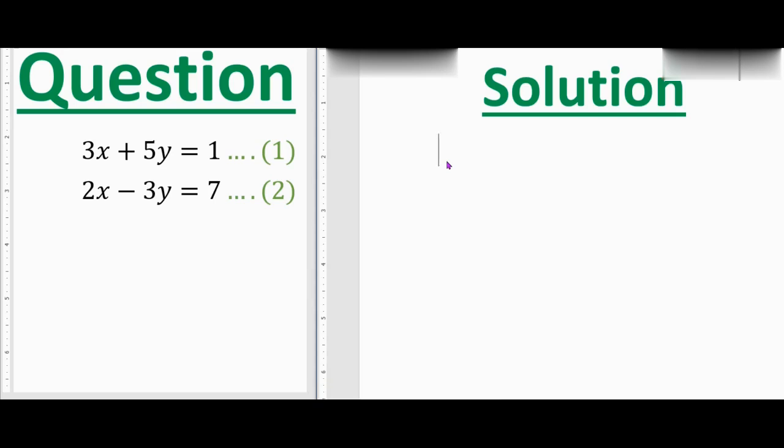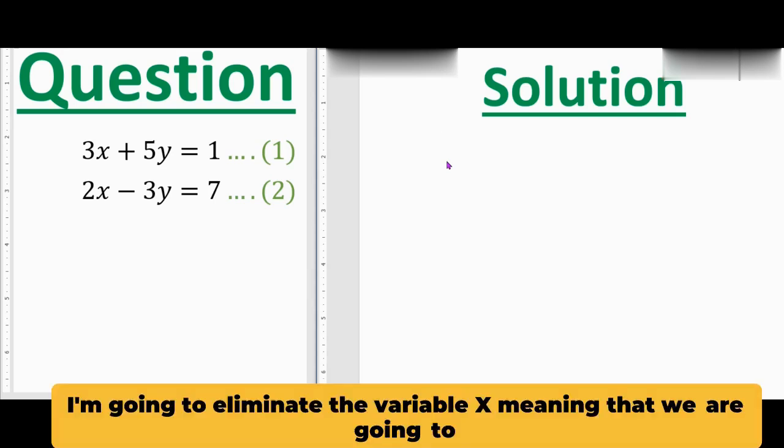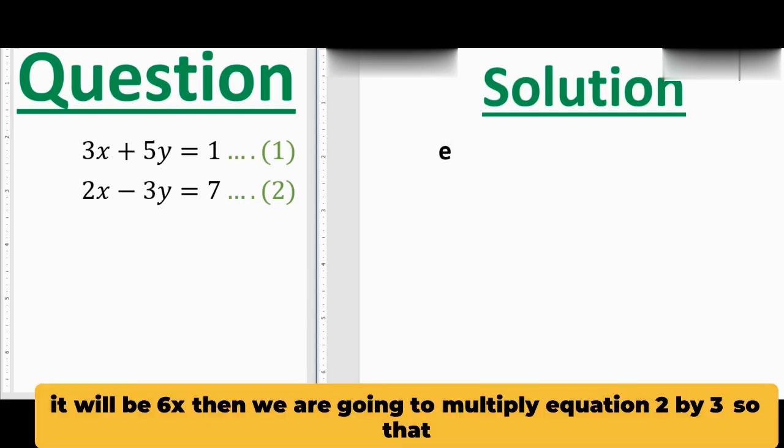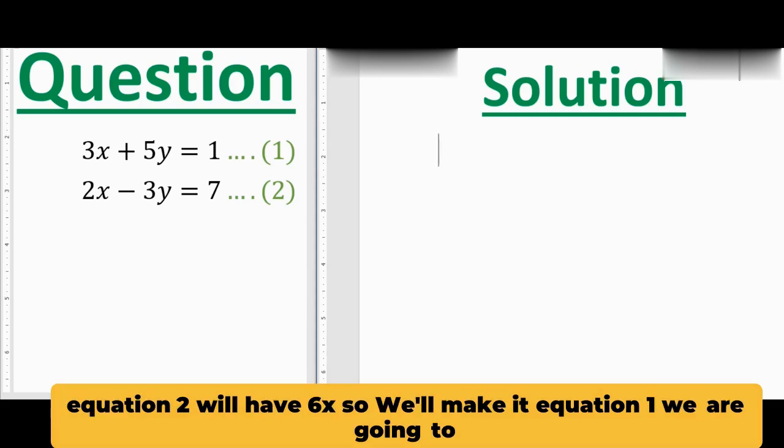In this case, I'm going to eliminate the variable x. We are going to multiply equation 1 by 2 so that it will be 6x. Then we are going to multiply equation 2 by 3 so that equation 2 will have 6x.